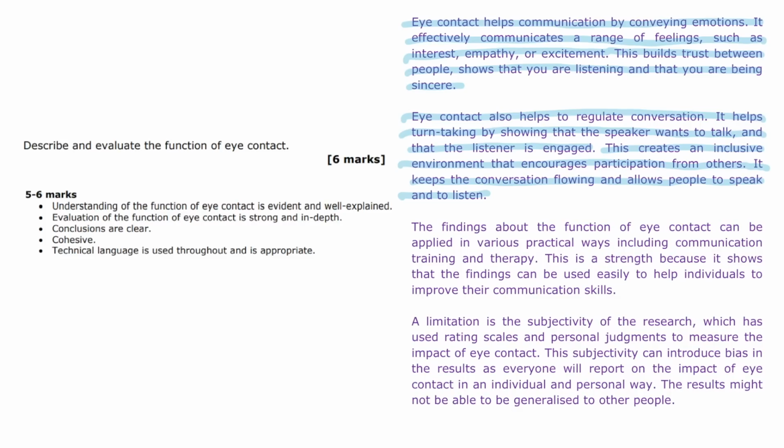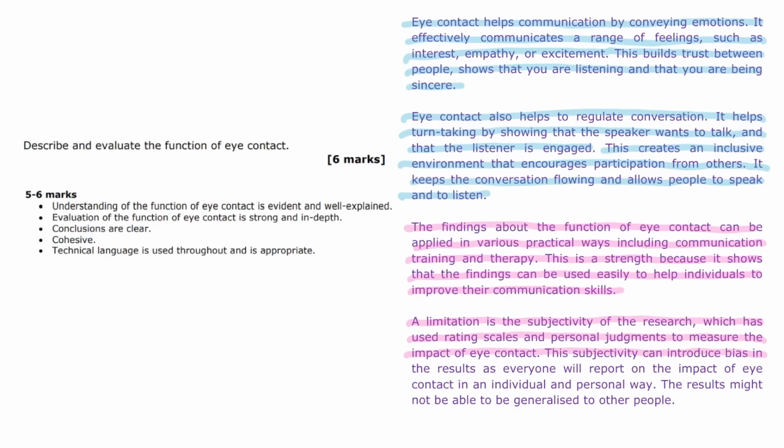The findings about the function of eye contact can be applied in various practical ways, including communication training and therapy. This is a strength because it shows that the findings can be used easily to help individuals to improve their communication skills. A limitation is the subjectivity of the research, which has used rating scales and personal judgments to measure the impact of eye contact.